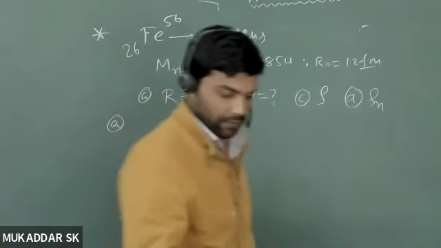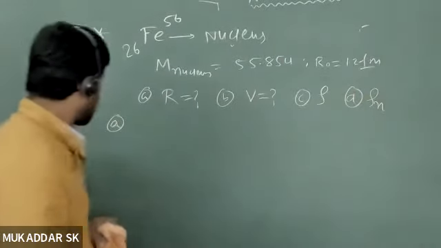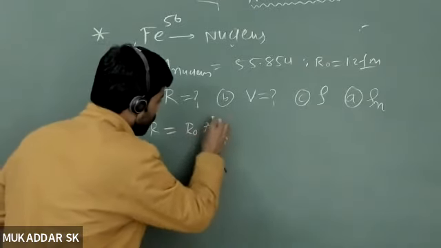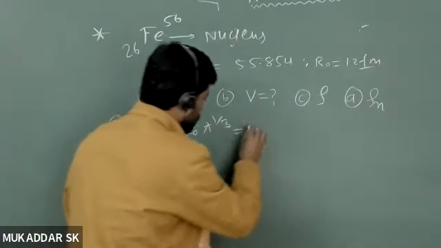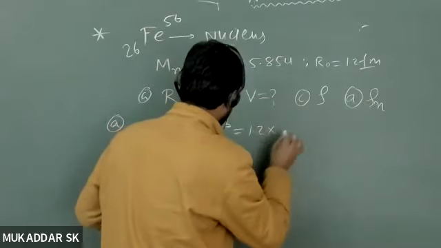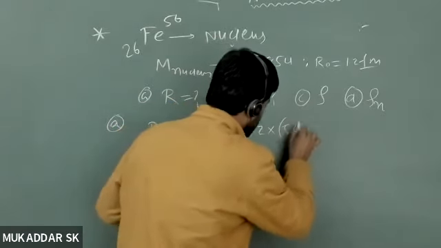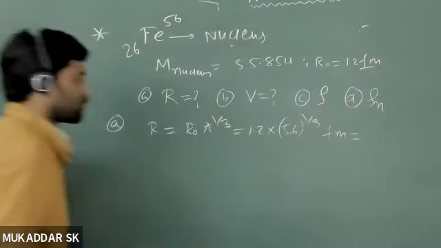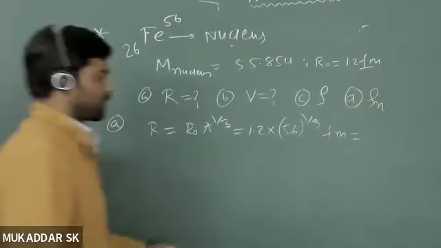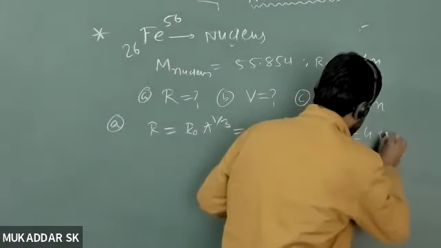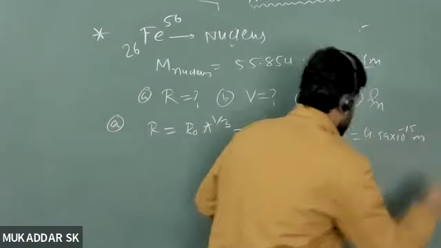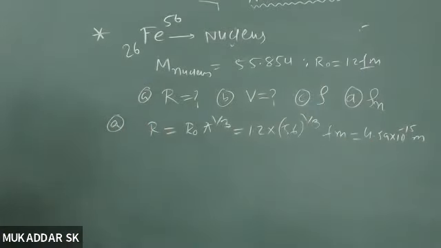How much are you getting? 4.59, 5, very good. Femtometer. So I can use this formula, right? R equals R naught A to the power 1 by 3, where R naught is given, that is 1.2, into A, which is 56, to the power 1 by 3, and obviously the unit will be femtometer. So if you calculate, you will get 4.59 into 10 to the power minus 15 meter, because we learned that 1 femtometer is nothing but 10 to the power minus 15 meters.